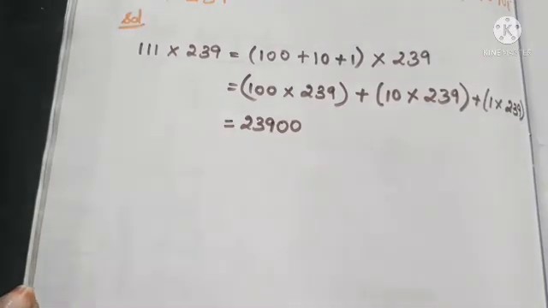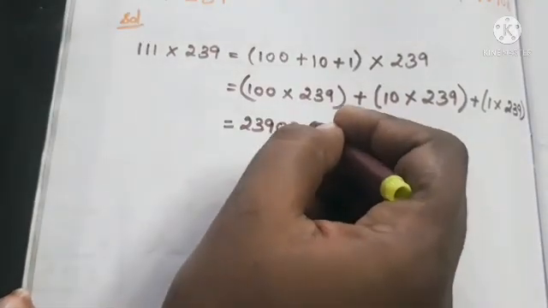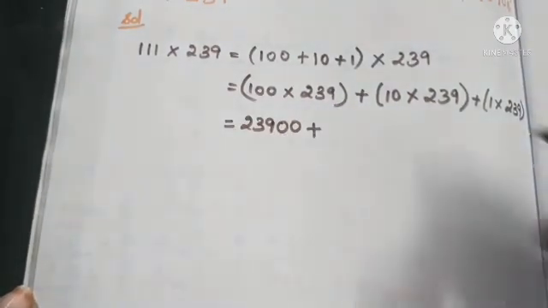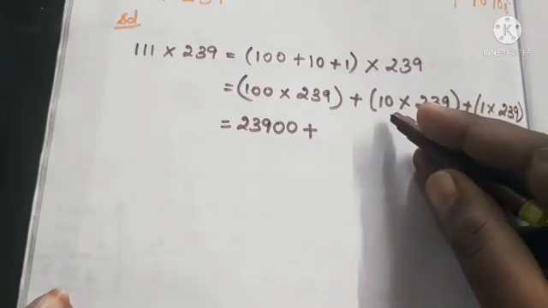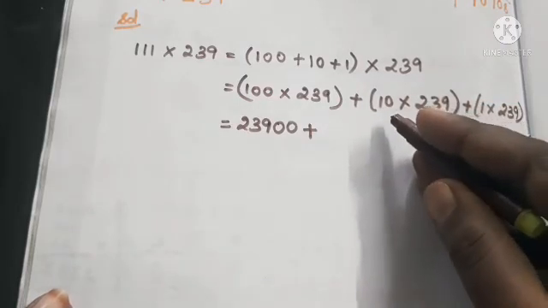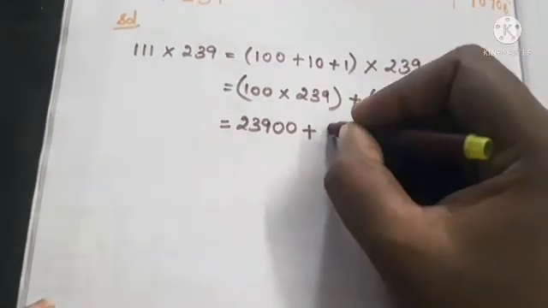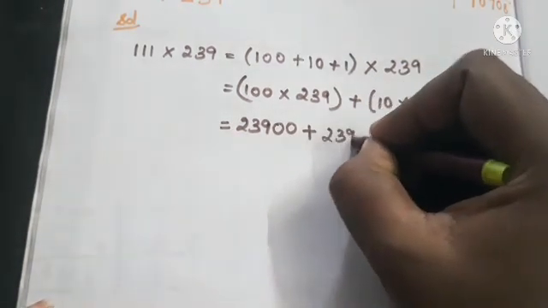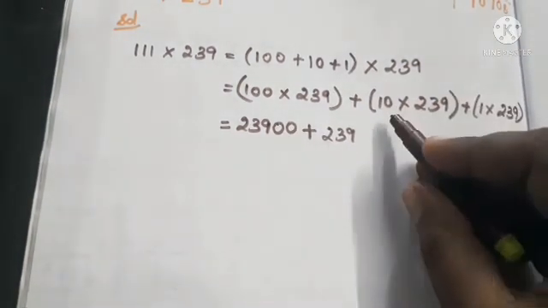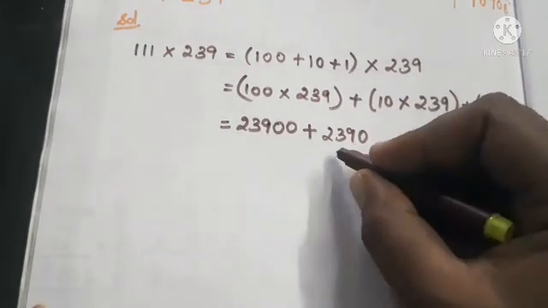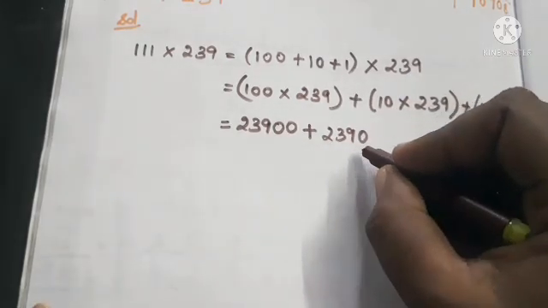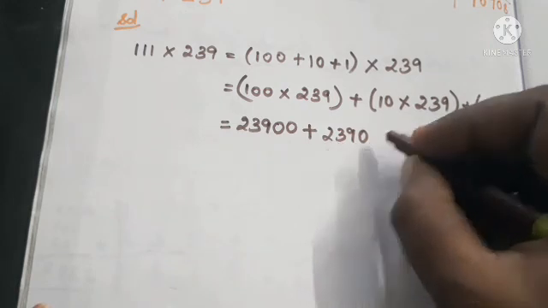Then next, what symbol is there? Yes, plus symbol is there. So place the plus symbol. Next we have to multiply 10 by 239. We can leave the 1s place, and in the 10s place we have 1. So 1 into 239 is 239. And in the 1s place we have 0. That 0 we can place at the back of that number. So we got 2,390.